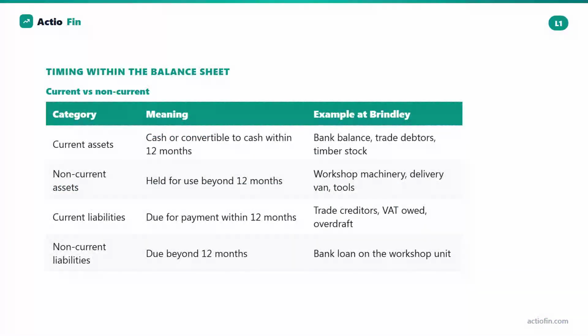Within assets and liabilities, one more split matters enormously: current versus non-current. Current means it will turn into cash, or must be paid, within 12 months. Non-current means it sits beyond that horizon. Brindley's bank balance and the money customers owe are current assets. Its workshop machinery and delivery van are non-current assets, held for years of use rather than sale. Trade creditors and VAT owed are current liabilities. The long bank loan on the workshop unit is non-current. This split is what lets a bank glance at a balance sheet and judge short-term survival separately from long-term structure.